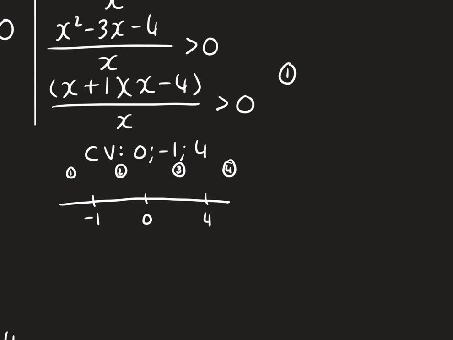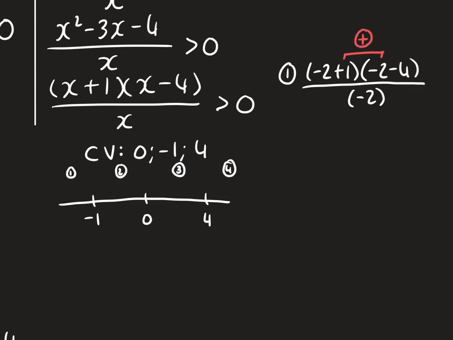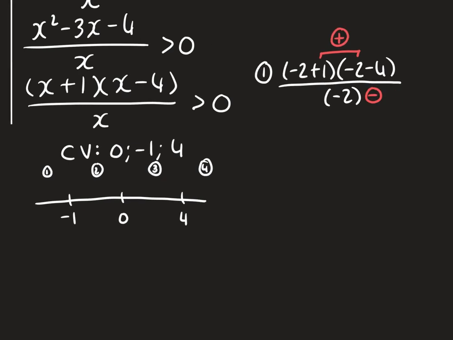So let's sub in minus 2. Minus 2 plus 1, minus 2 minus 4, all over minus 2. So what's this going to give me? If I times this and this together, minus 2 plus 1 is a minus, times a minus. This whole result at the top is going to give me a plus, and then I've got a minus at the bottom. So what is my final answer here? This is going to be a minus.